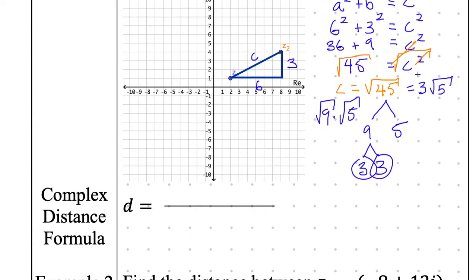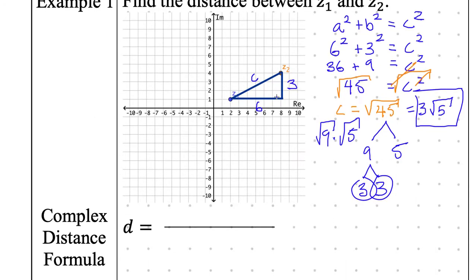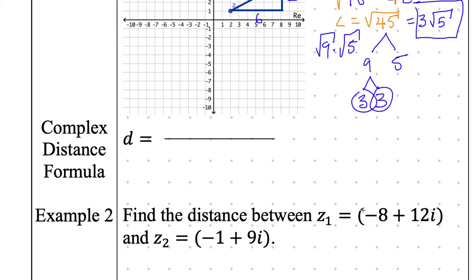The answer is 3 square root of 5. We are going to box it. That is the distance between z1 and z2. Of course, these are complex numbers. I was really finding the distance between 2 plus i and 8 plus 4i. So now we need to find the distance when I don't give you a graph.